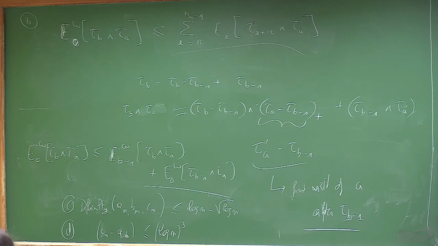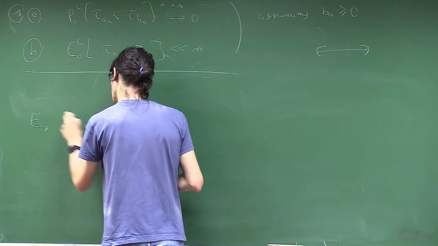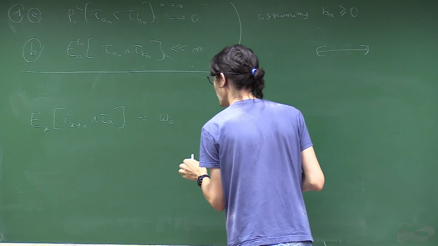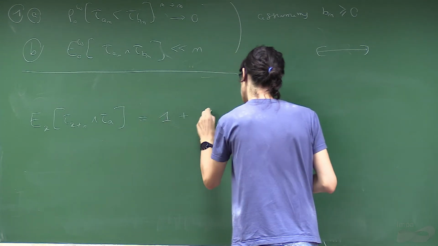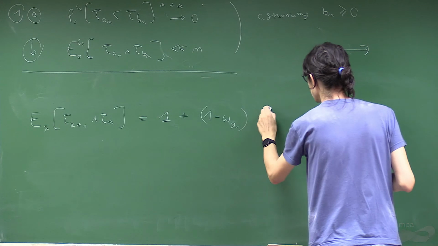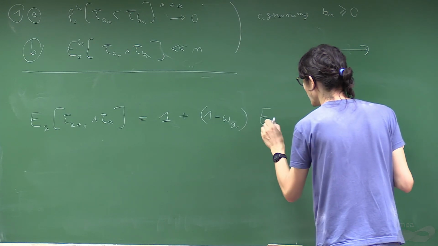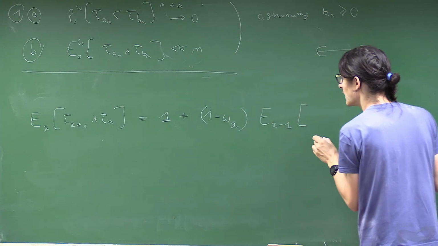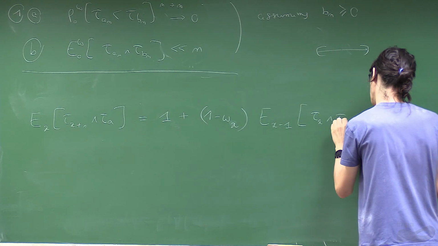So what's the expectation starting from x of tau x plus 1, tau a? Well, this is equal to omega x times 1, plus 1 minus omega x, and then here you get the expectation from x minus 1, and here you have tau x, tau a.